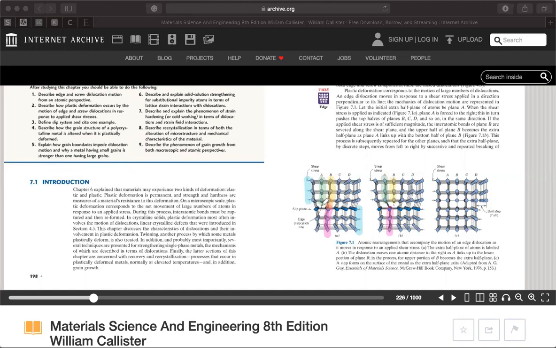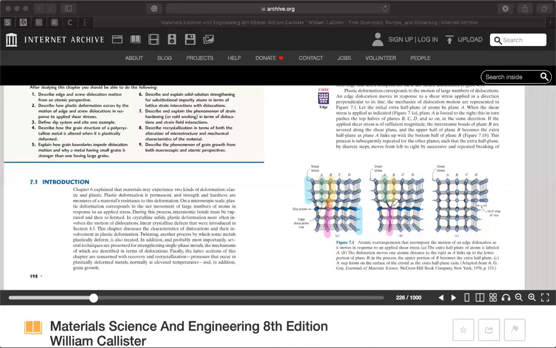Okay, great. And now the extra half plane of atom B is here. So the dislocation moved, as I said, from one point to another point within the material, and that movement required shear stress. But this is not accurate. Please pay attention to this. When we apply shear stress, this dislocation does not move.